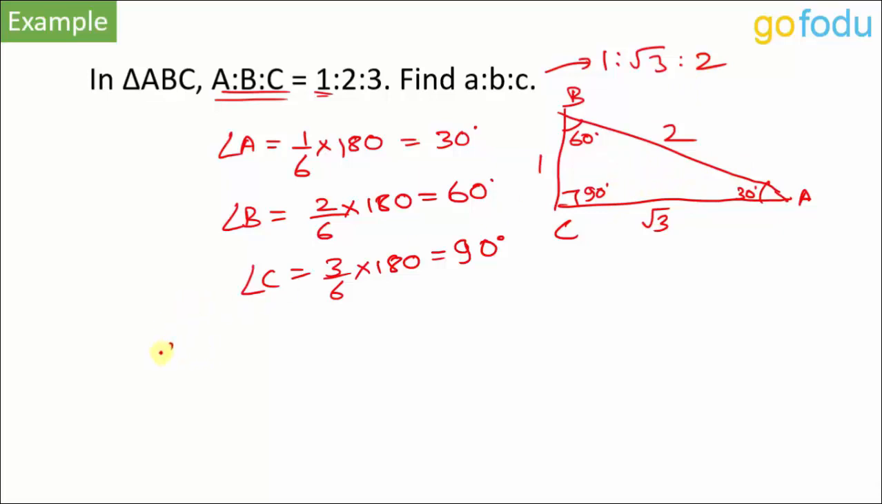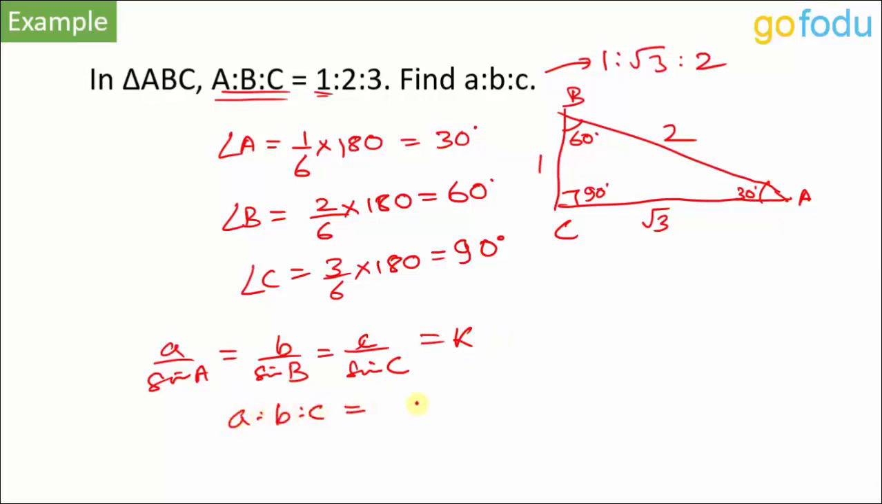By sine rule, we can say a upon sine A is equal to b upon sine B is equal to c upon sine C, and let's say this is equal to k. That means a is to b is to c will be equal to k sine A is to k sine B is to k sine C. k I can cancel out from this ratio. I can divide throughout by k. Okay. And sine A is to sine B is to sine C.